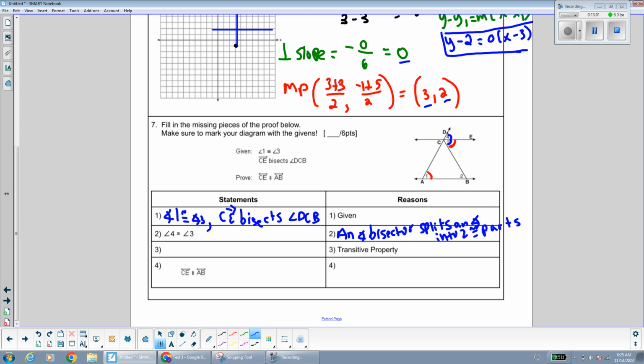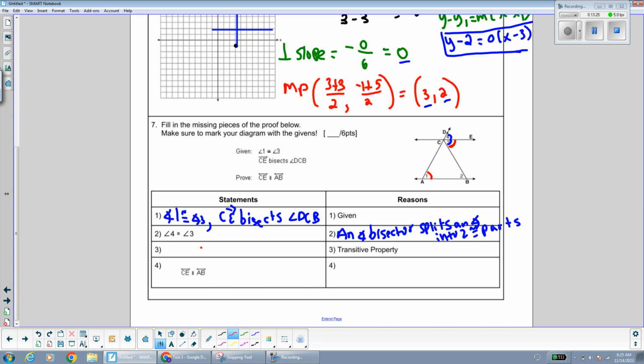So now we have to draw a conclusion using transitive property. Since I color coded, I can kind of see it already in my diagram. I see that angle 3 has both a blue and a red marking on it. So angle 1 and angle 4 are both congruent to angle 3. So that means angle 1 and angle 4 have to be congruent to each other.